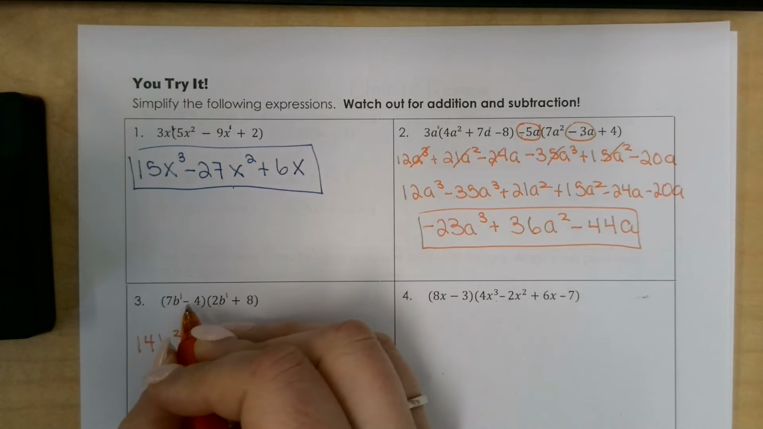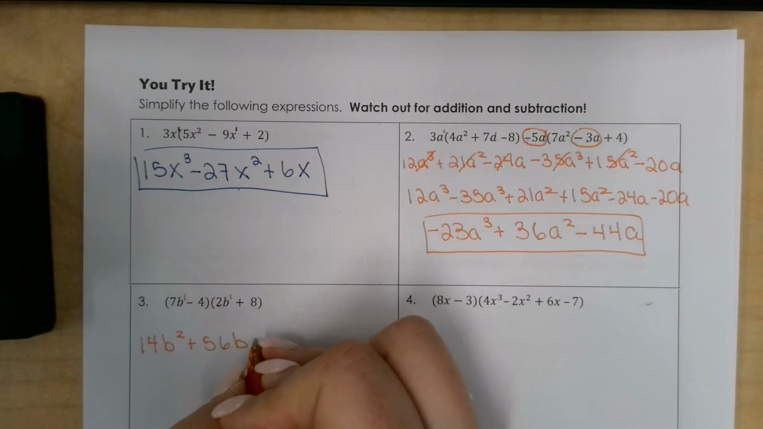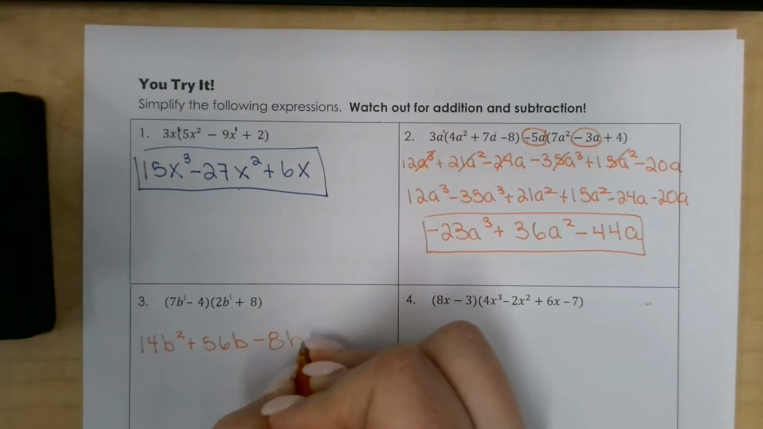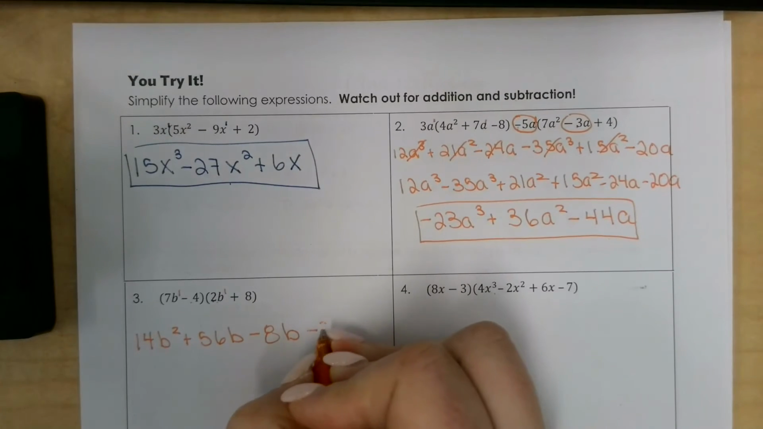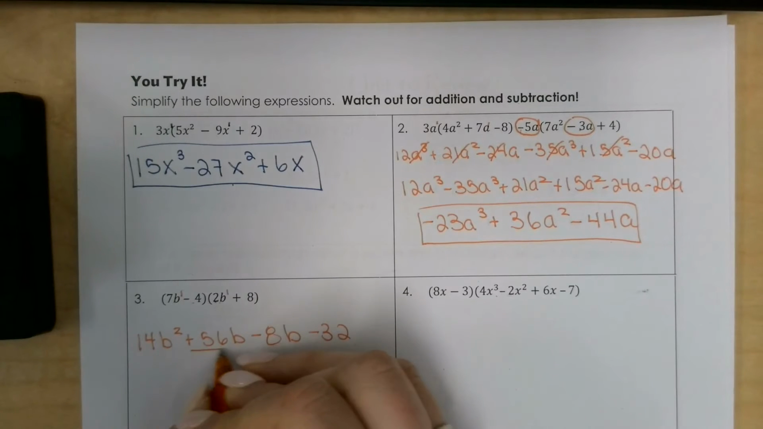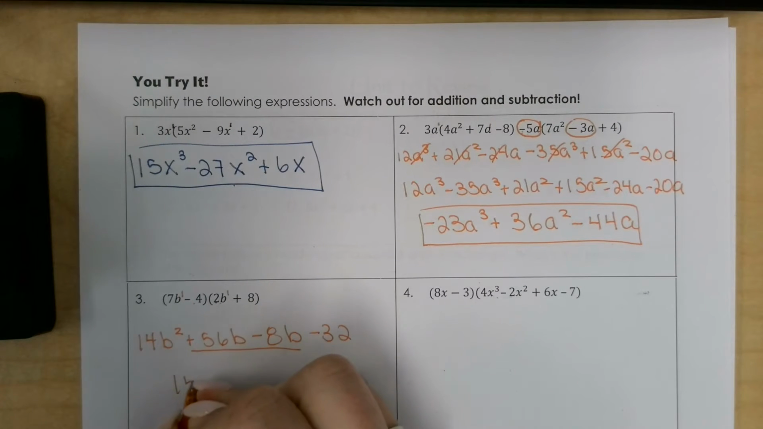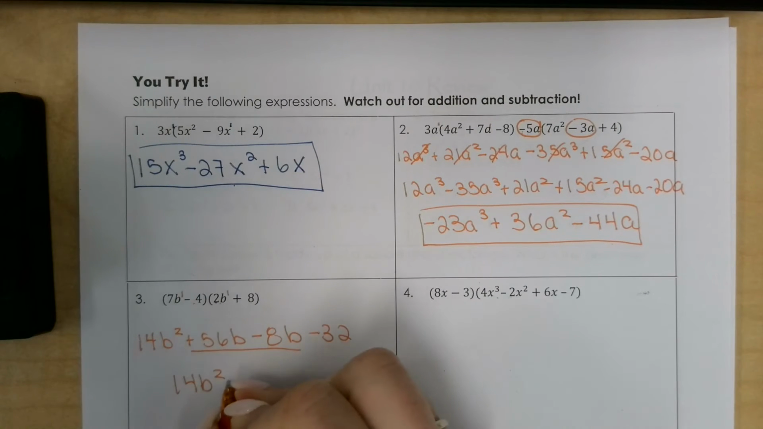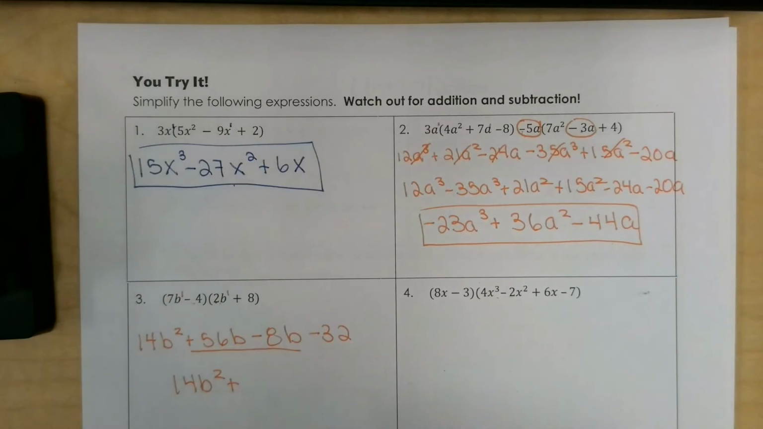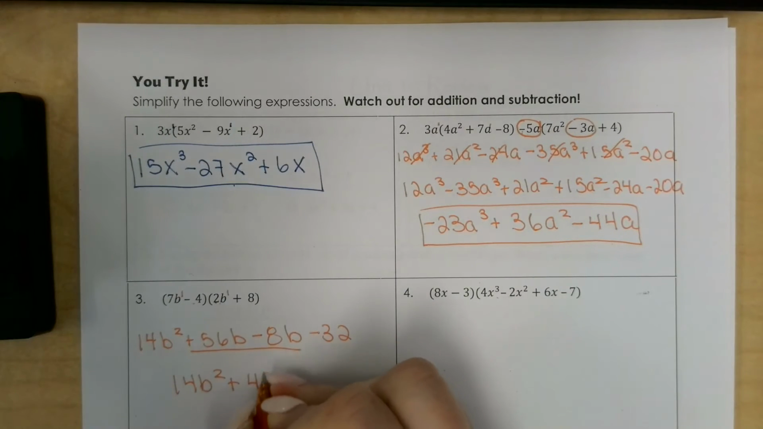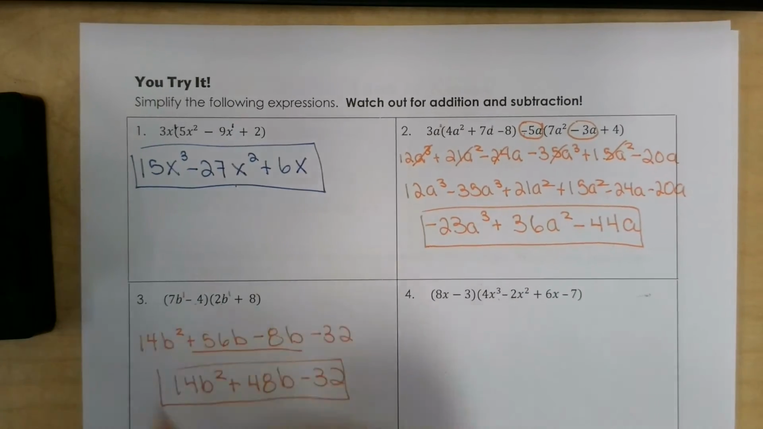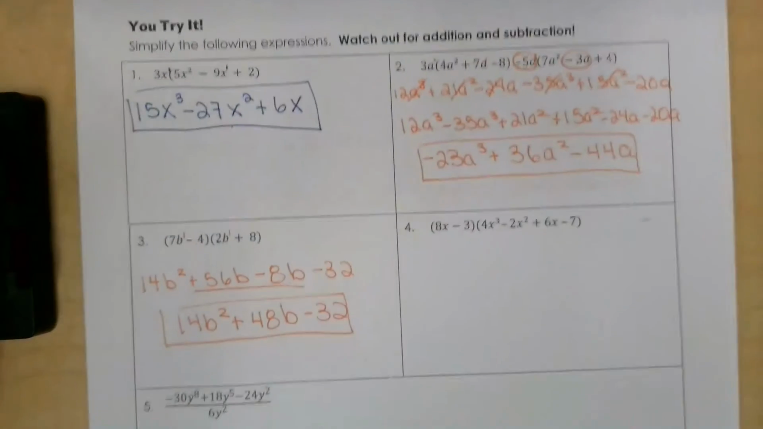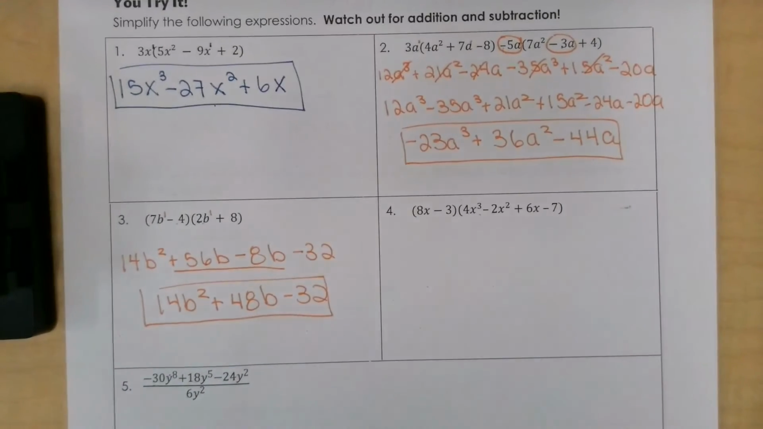I have now my inner, negative 4 times 2b, minus 8, and there's just a b. And negative 4 times 8 is minus 32. So I'm going to combine my middle terms and get 14b squared plus 56 minus 8 is going to be 48b minus 32. And there is my binomial times a binomial.